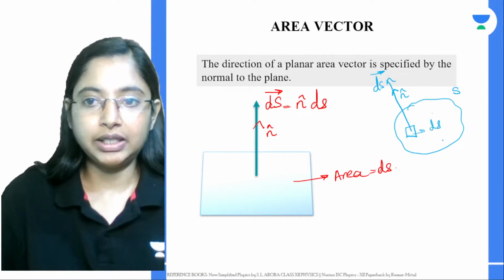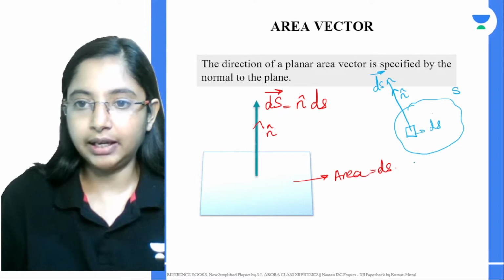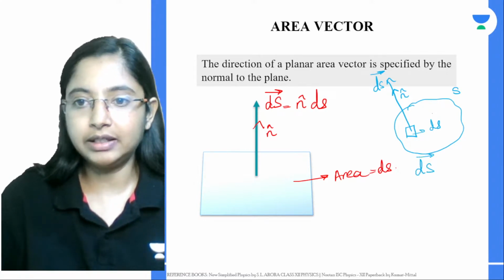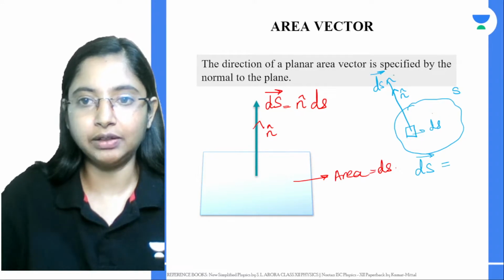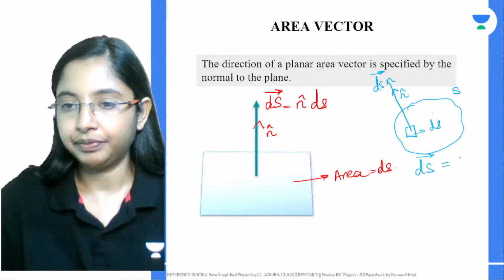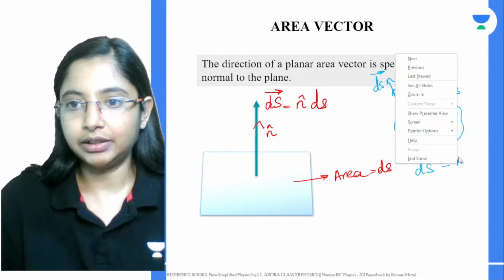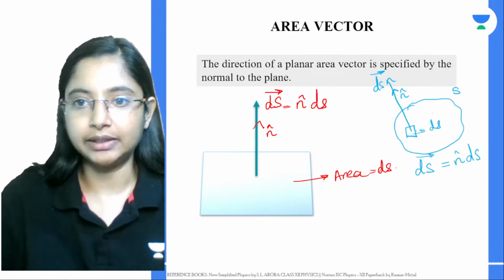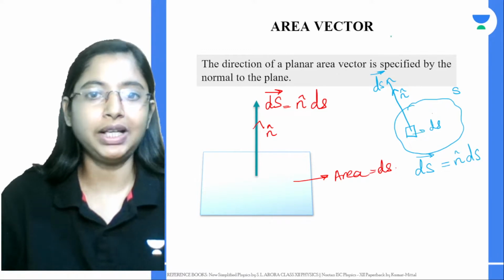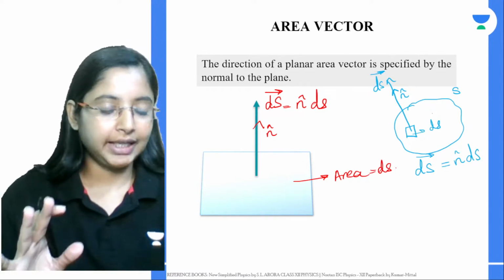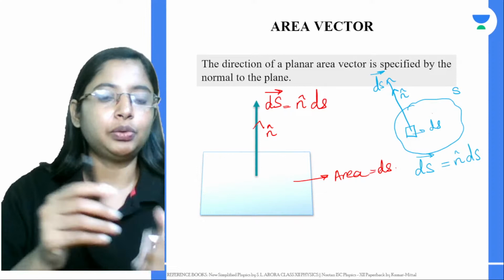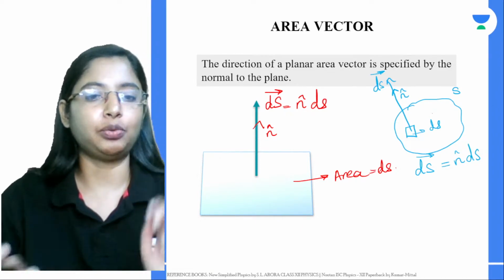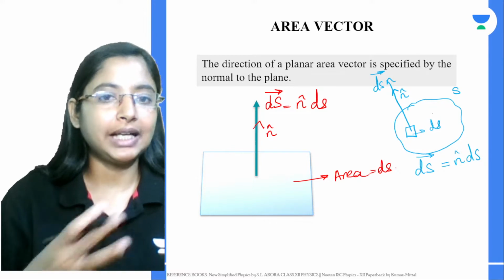So in this case, what is the area vector? This ds, in case of a surface vector, could be given as n into ds, that is, the unit vector times the ds, the area that you've taken. This is very simple. You just take any area, draw a perpendicular normal to it, and that is the direction of the area. So this is the area vector.